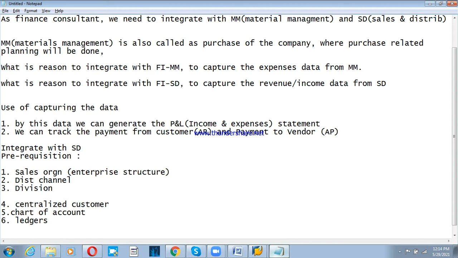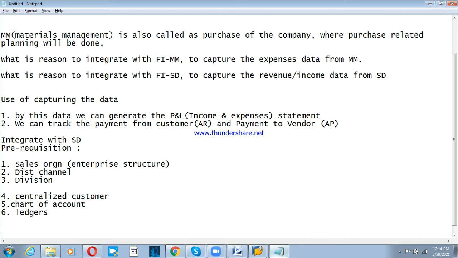Then here in SD, we are going to link our GLs with account keys. We are going to link our GLs with the accounting key.